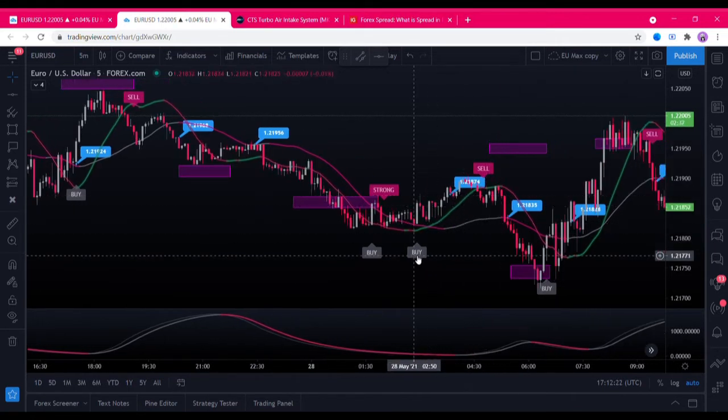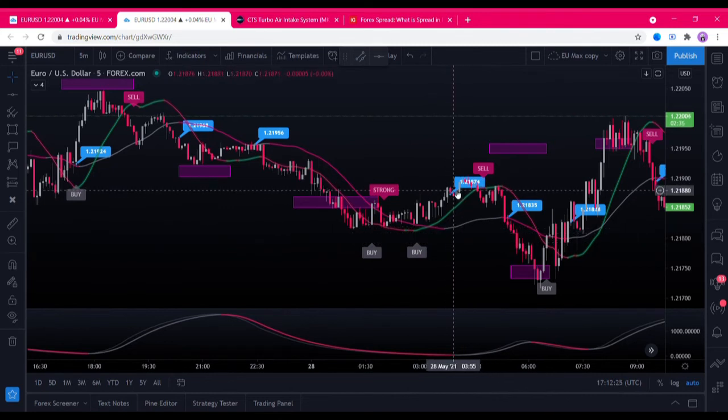Now, I entered here as a buy right here, but I lost the trade. That's fine. I expected it to go here.